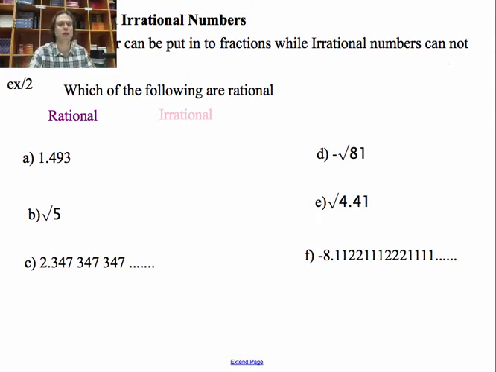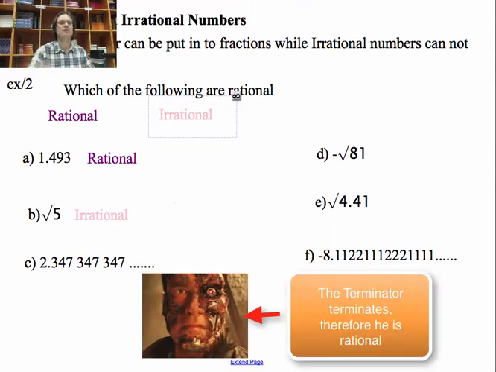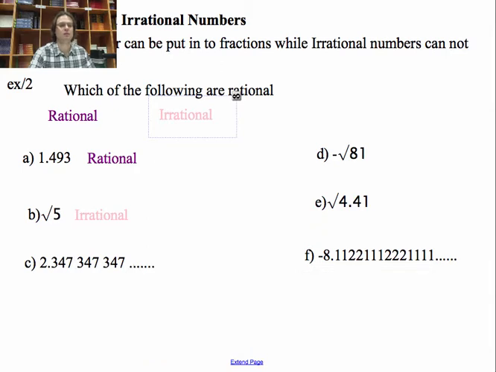So let's look at the first one, 1.493. Well, this is going to be rational because it terminates. Square root of 5. When I plug it in my calculator, it looks like it never terminates. That's irrational. I cannot put that into fraction form. My next one is 2.347347. Well, that 347 is repeating, so this one here is going to be rational. My next one is negative square root of 81. Well, that's going to be negative 9. So this is obviously rational.